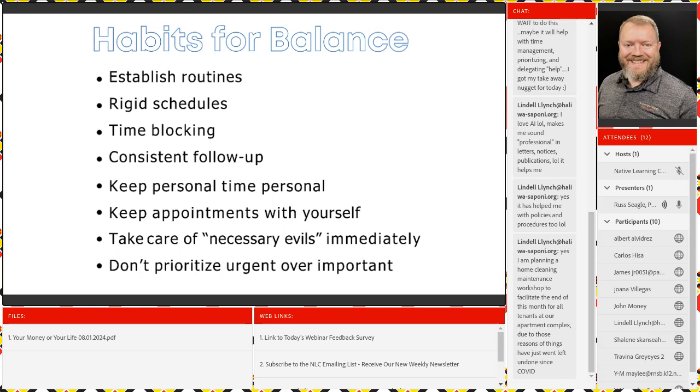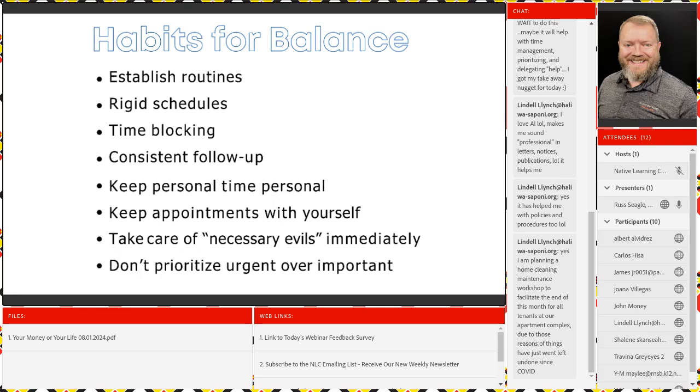Consistent follow-up. If we're going to delegate things to people, yes, that's going to take away the stress of having to do those things ourselves, but it adds the stress of having to make sure it was done. Remember, I said there are no solutions. There are only trade-offs. But if we consistently follow up with people, then they understand that we're serious, that they're going to get things done, and we're going to hold them accountable.